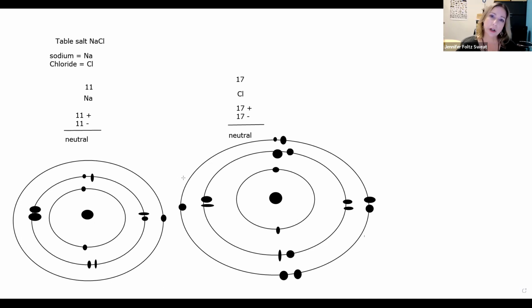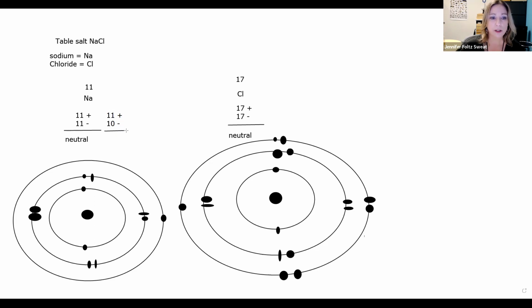But they don't share electrons. Chlorine steals an electron from sodium. They're not sharing. The electrons are not orbiting chlorine and then orbiting sodium. Chlorine actually steals the electron. So now what you end up with is 11 protons for sodium and 10 electrons because chlorine stole 1.